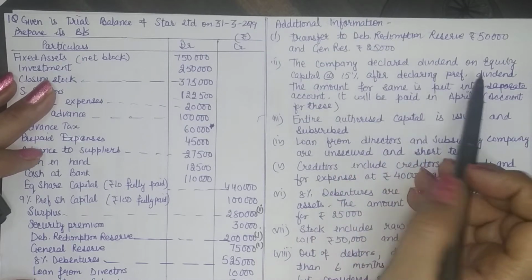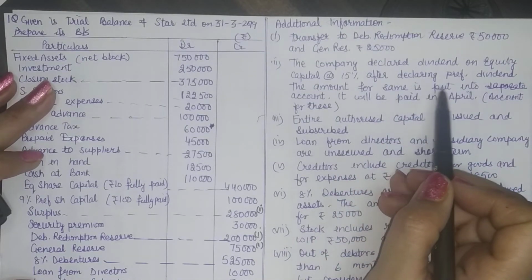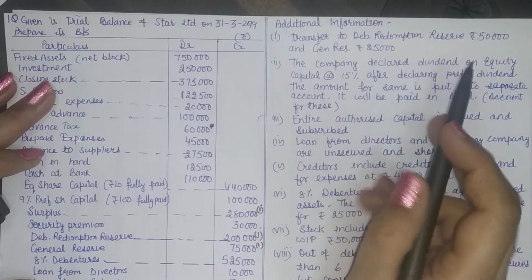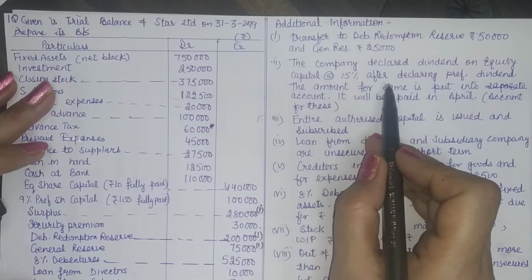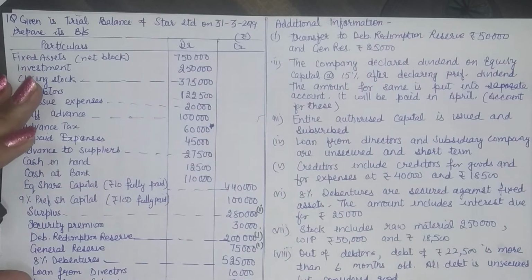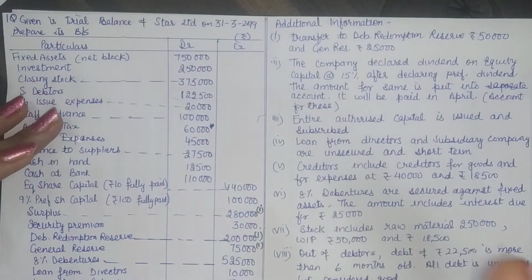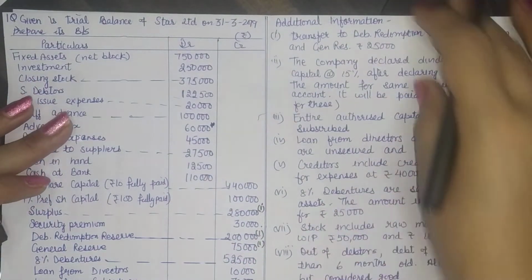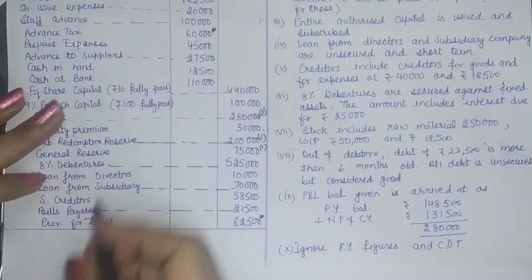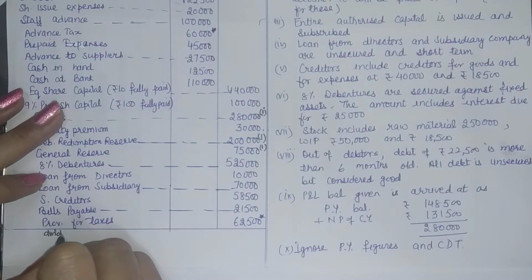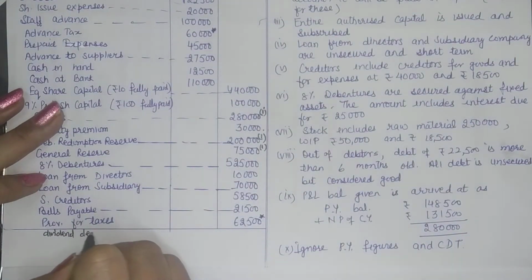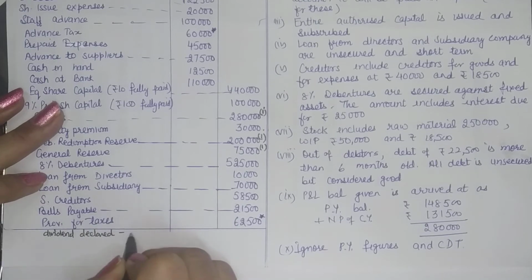Company declared dividend on equity capital after declaring preference dividend. Now see, it says company declared dividend. It means dividend has been declared. So it is now a liability. So we need to add this in our information. Dividend declared. It's a liability now, equity and preference.